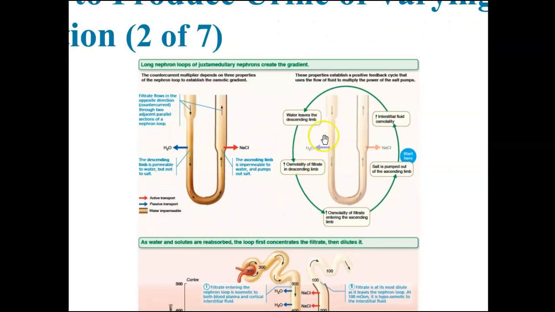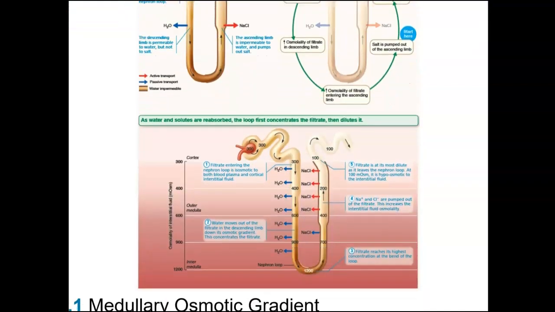I'll try to help you with some visuals here. You have the descending limb that lets water leave, but the solutes stay. So as the fluid inside gets a darker color, we see it's more concentrated, and the ascending limb is allowing sodium and chloride ions to leave. So the filtrate becomes less concentrated as you go up the ascending limb. But the overall effect is to concentrate the urine. That's the reason for the nephron loop.